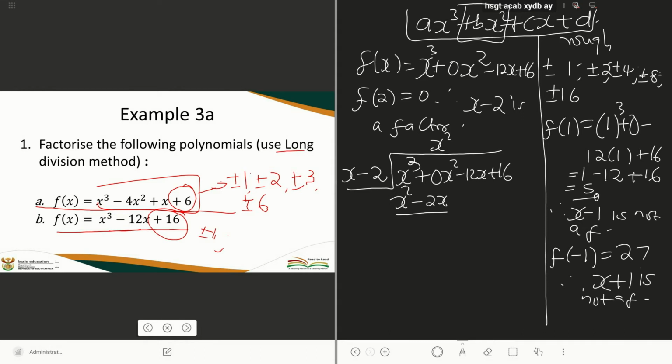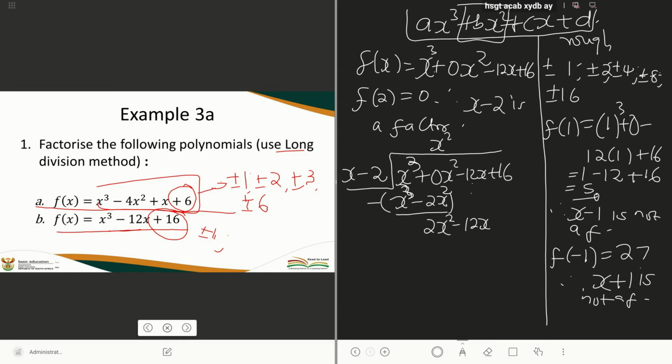So now you're going to have negative. You subtract the terms. X cubed minus x cubed is going to be 0. 0x squared minus, sorry, this is 2x squared. 0x squared minus negative 2x squared. This is going to be what? Positive 2x squared. Then what do? You bring down the next term, which is minus 12x. Then you start the process again.